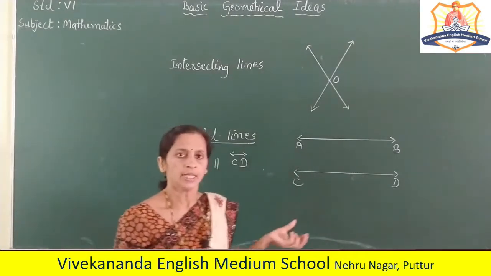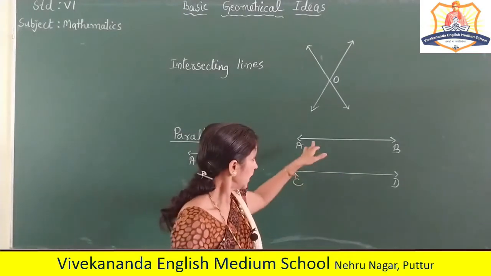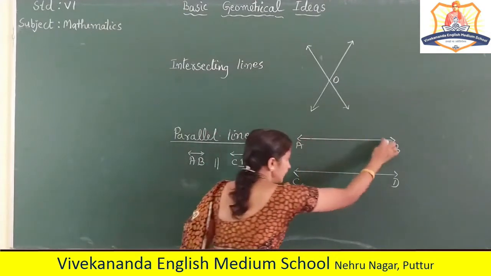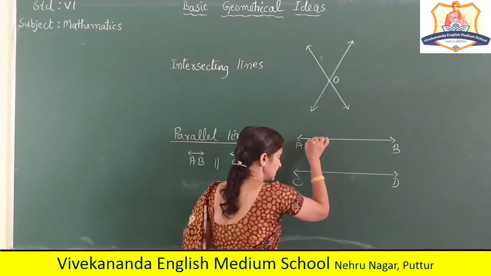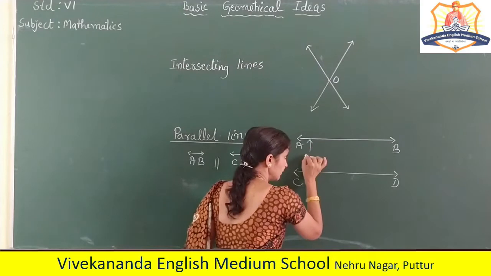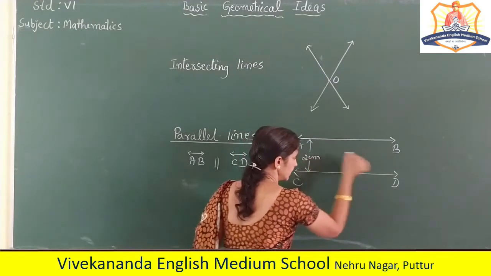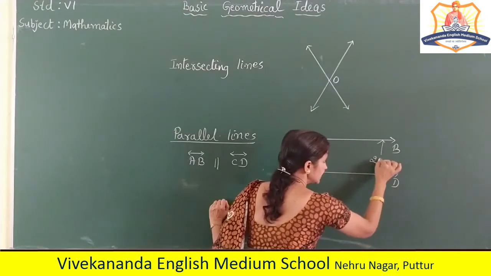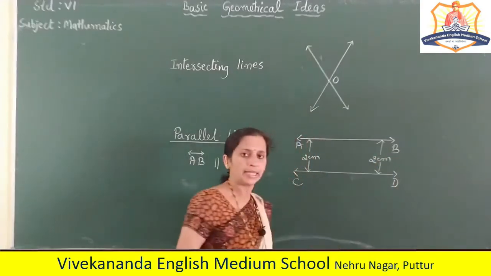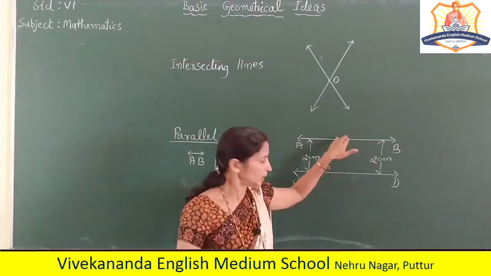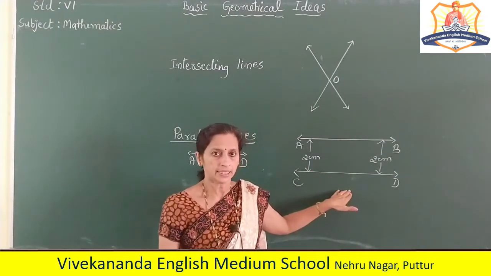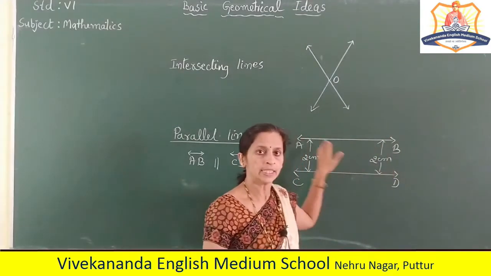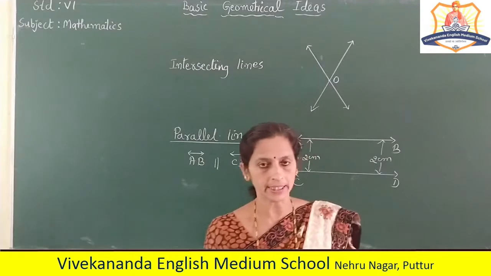Now here you can see the distance between the lines AB and CD is the same. If it is 2 centimeters here, the distance at this end of the straight line is also 2 centimeters, meaning the distance between the two straight lines is the same. Even if you extend both sides, they do not meet each other.